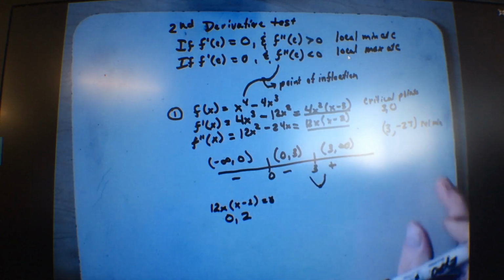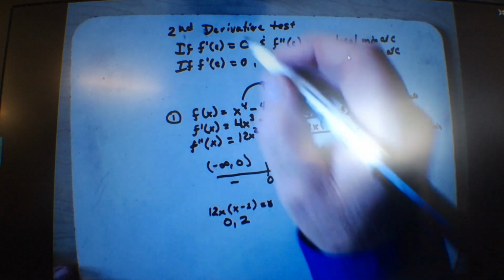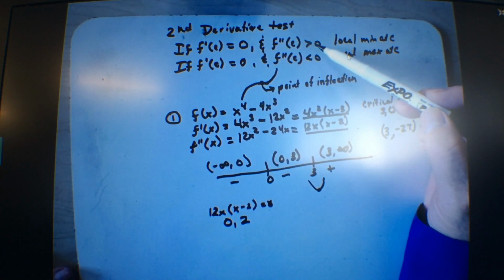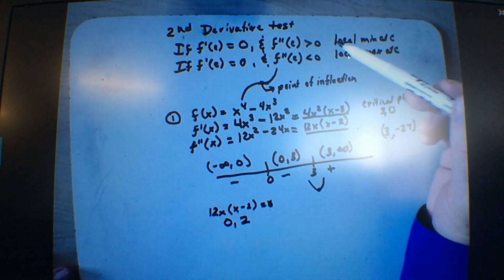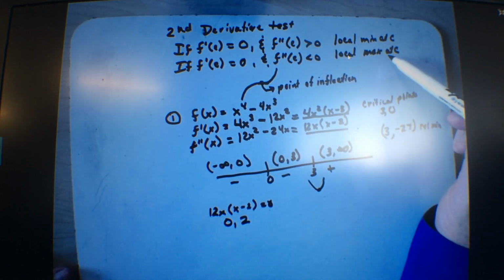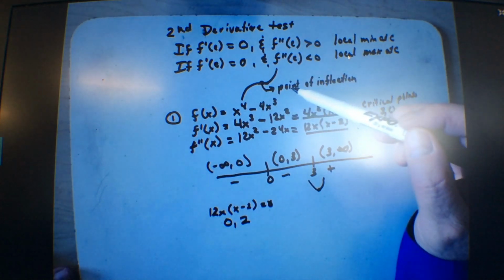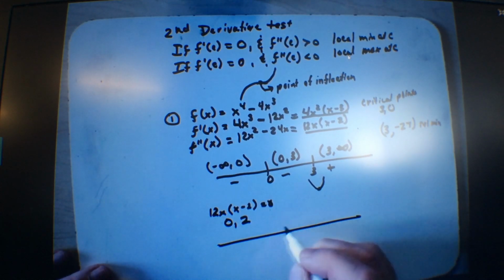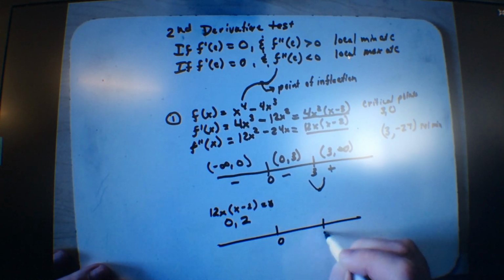All right. Do you remember the second derivative test? It said if the second derivative was greater than 0, it was a local minimum, and if it was less than 0, it was a local max, and it was a point of inflection if it wasn't those two. All right. So we do the same thing here. Let's put 0 and 2.